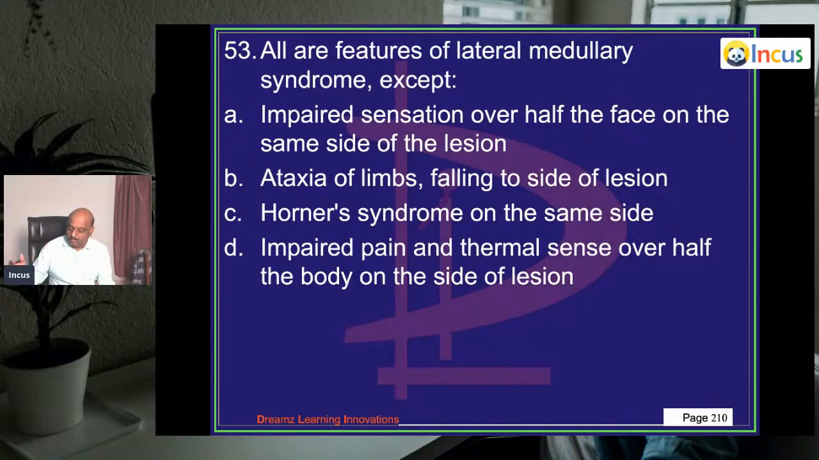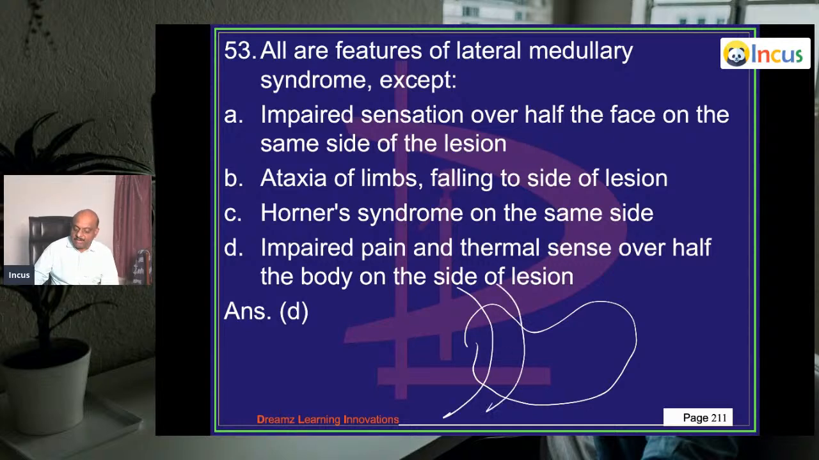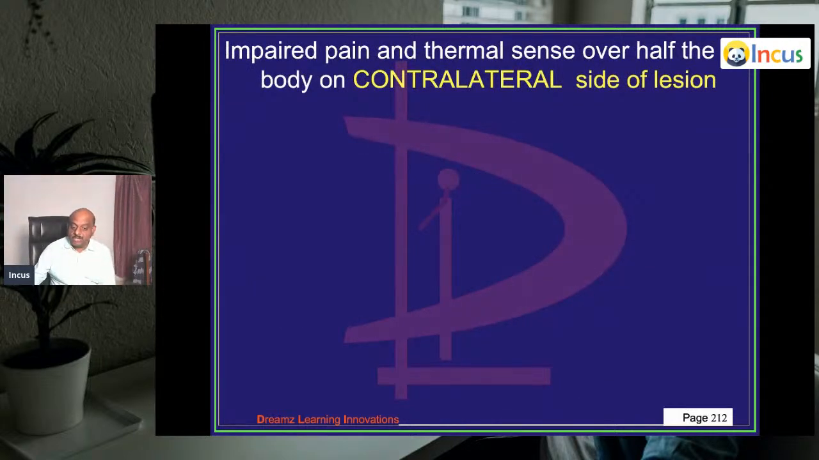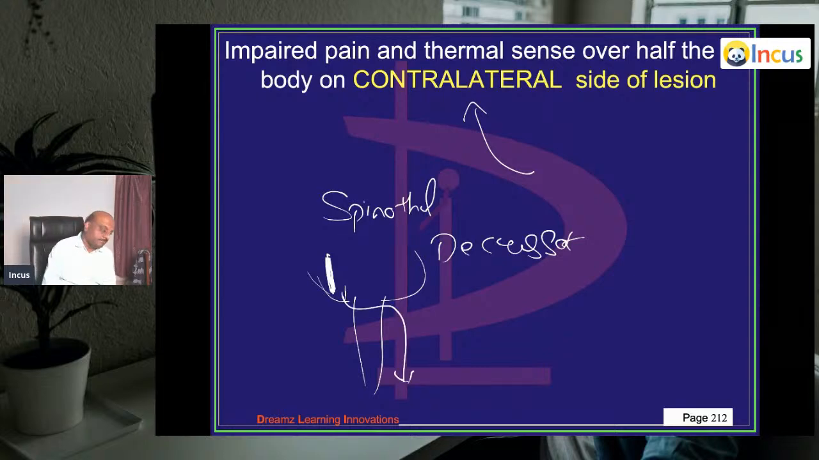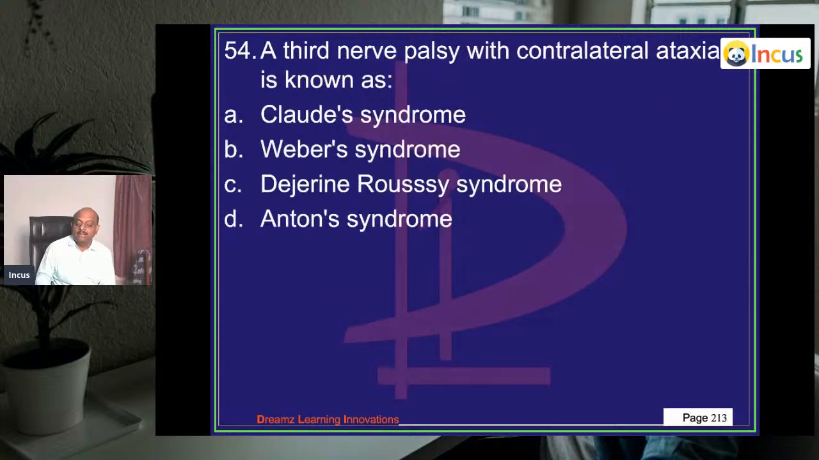Lateral medullary syndrome. What is true about it? Basically, if you look at the medulla, some tracts are lateral, some tracts are medial. Some of the tracts are decussating, some not yet decussated. If you know that, you know the answer. The impaired pain and thermal sense of half of the body is contralateral, because the spinothalamic tract is already decussated in the spinal cord itself. So when you reach the medulla, the lateral spinothalamic tract passing through the lateral medulla belongs to the opposite side. So it is the contralateral side of the lesion that has impaired pain and temperature.